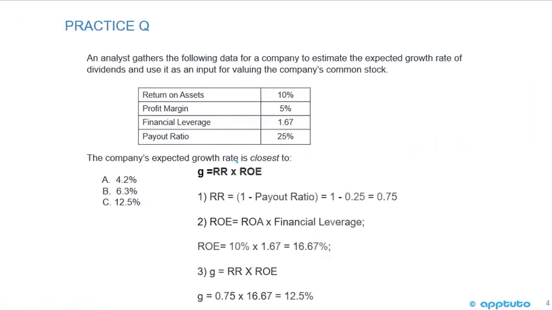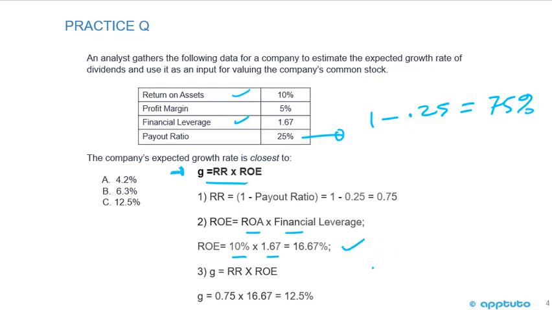Okay, again, as I said, we're looking for G. We're going to calculate G. So one of the formulas for G is the retention rate times the ROE. Well, the retention rate is easy. We've got the payout ratio at 25%, so 1 minus 0.25, we're going to have a retention rate of 75%. So that's the easy one. Now, the next thing that we need is the ROE. Now, we know ROE is ROA times financial leverage, and they're giving us the ROA 10%, and they're giving us the financial leverage 1.67. So 10% times 1.67 is 16.67%.